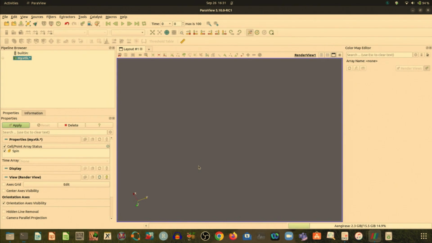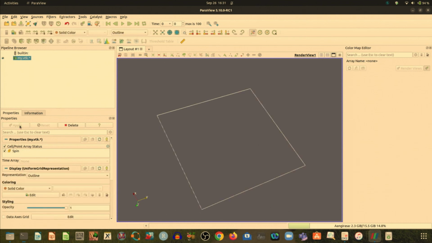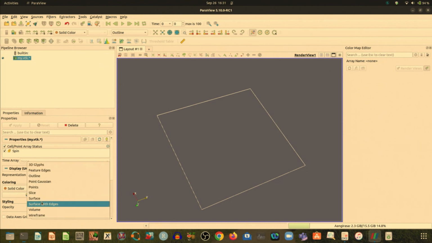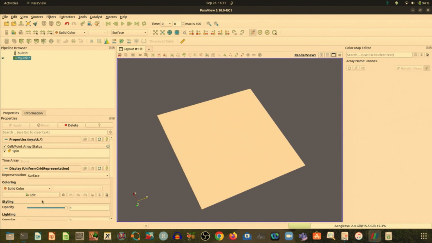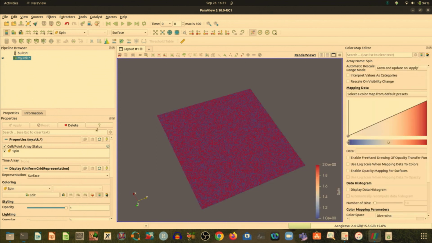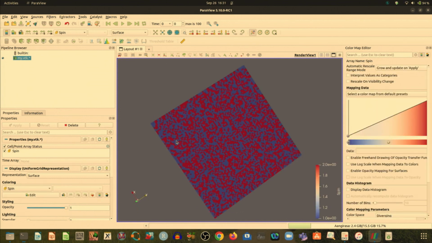Okay. Nothing happens. So, then what you do, you see this green Apply, you say apply, okay, it shows something. Then I need to change here the representation from outline to surface. Then I need to say coloring is according to spin. Now you see that I have got this.